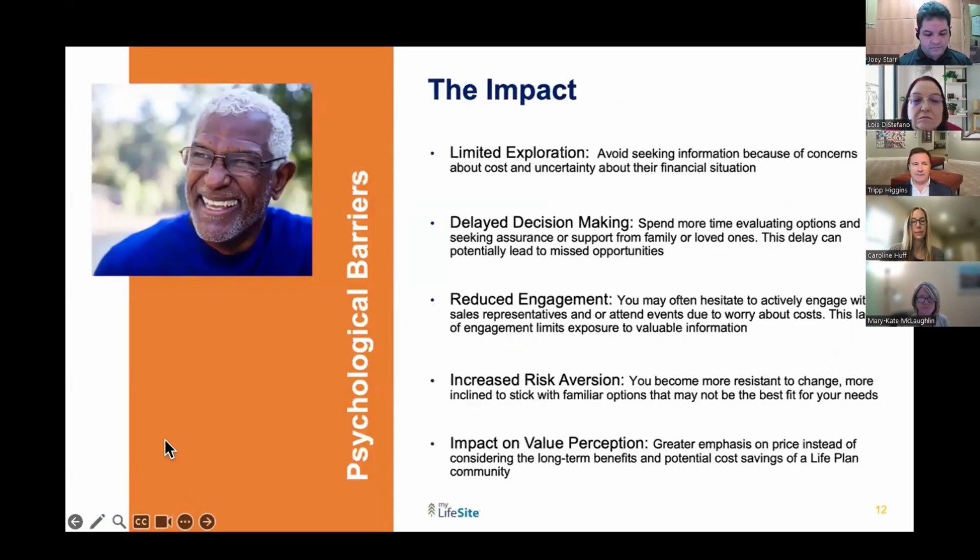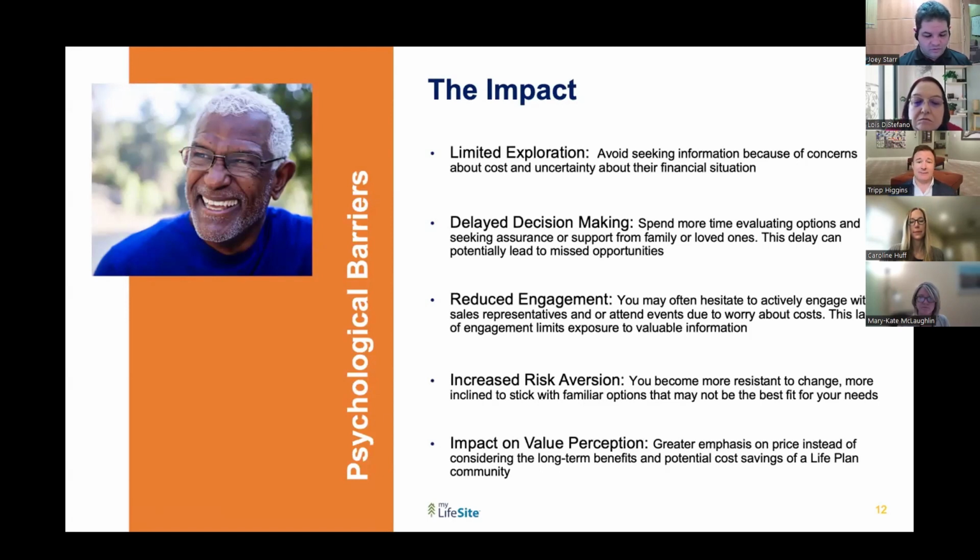Next, the impact of those. Obviously, limited exploration, right? People avoid seeking information about cost, and uncertainty of the financial situation can be that big barrier. The status quo effect, paradox of choice, and anchor bias can delay decision making, spending too much time. So that's the procrastinator becoming the crasher.